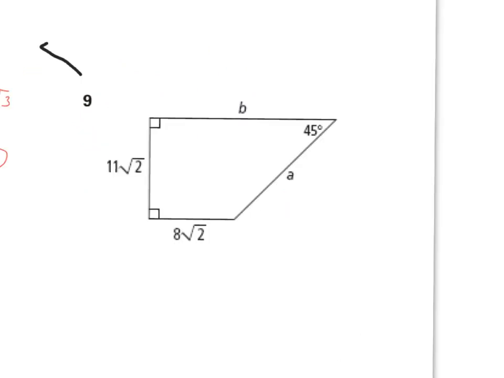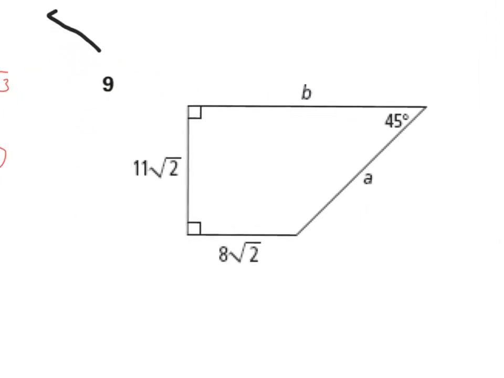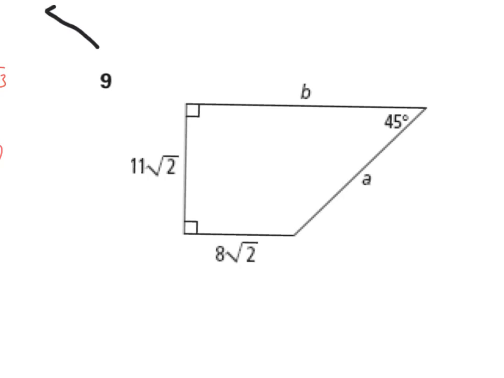How would we approach something like number 9? Number 9, I don't have a right triangle. What I have, in fact, is, and I know it's true because that's 90 degrees here, that's 90 degrees, so these have to be parallel. So I do know it's a trapezoid. But my job is to find out what A and B are. How am I going to do that? Well, fairly straightforward.